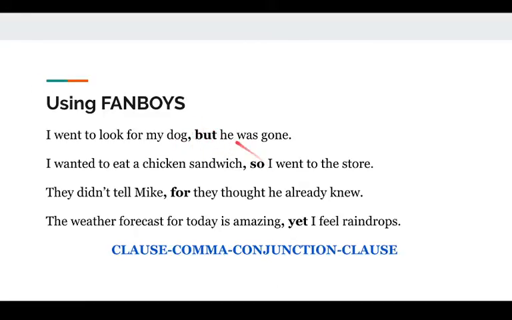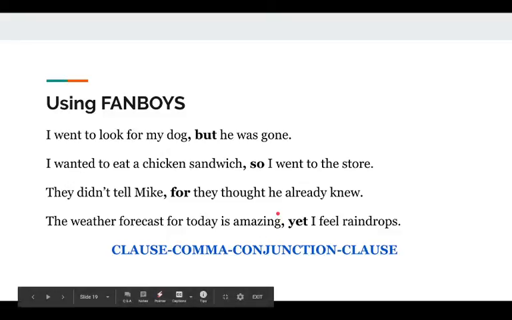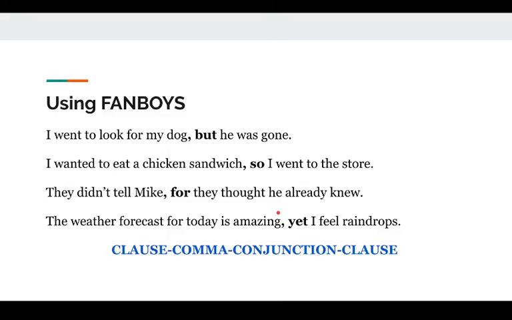So in this case, I just used the FANBOYS that made the most sense. Of course, you can sometimes change them around, but here it just logically flows with the sentence. So again, like I said before, the comma always comes before the FANBOYS and it never comes after. So I went to look for my dog, comma, but he was gone.